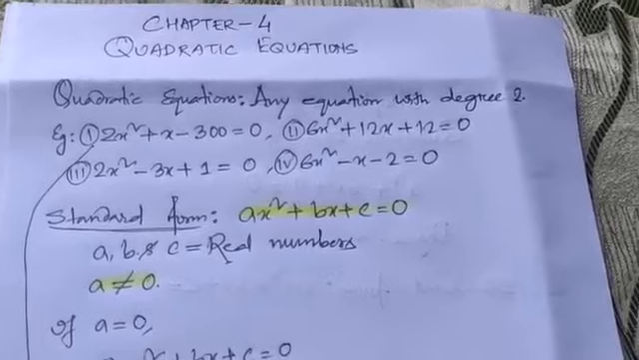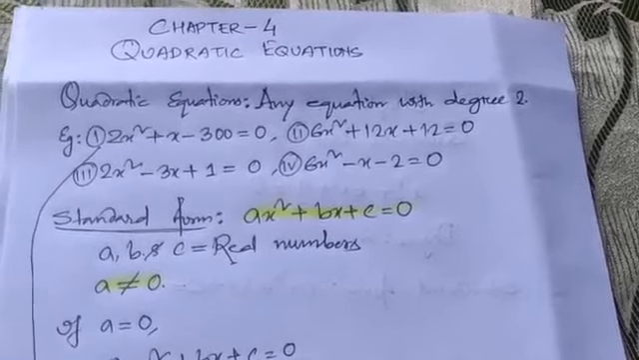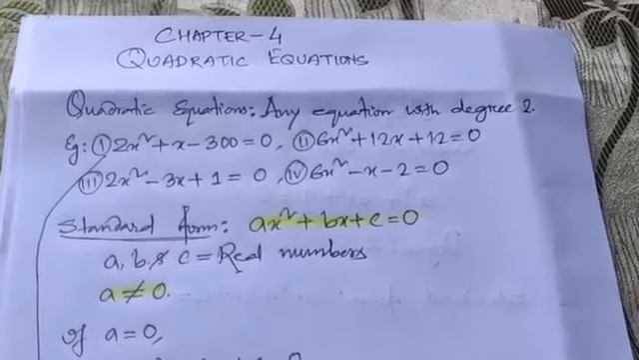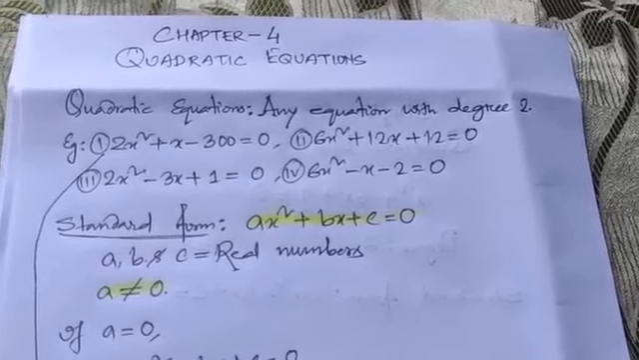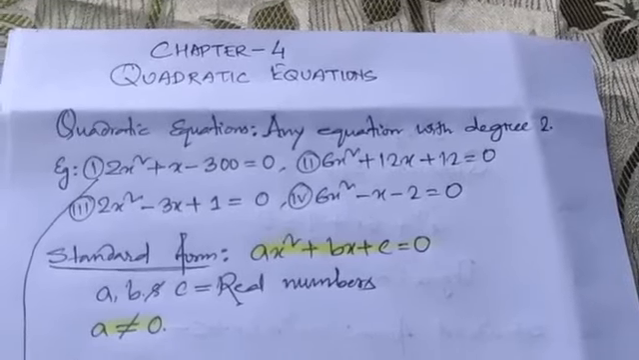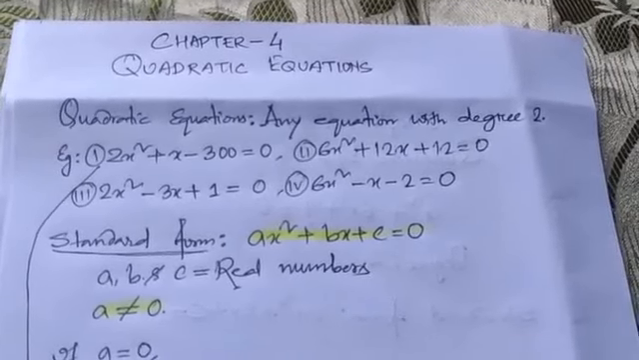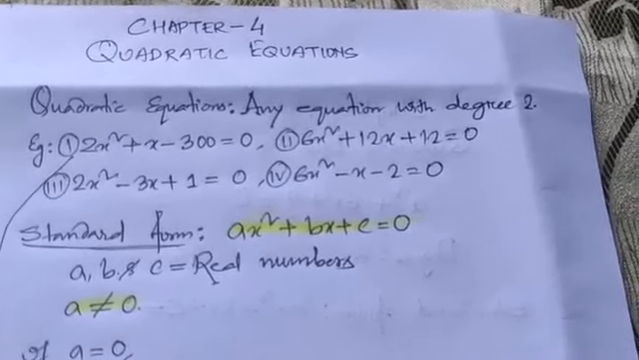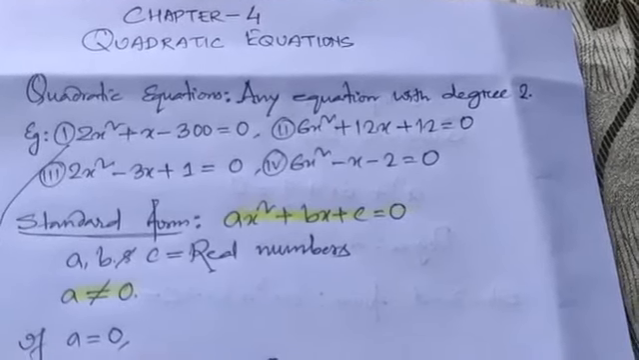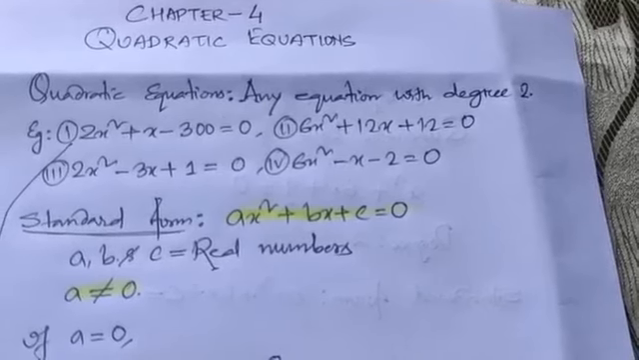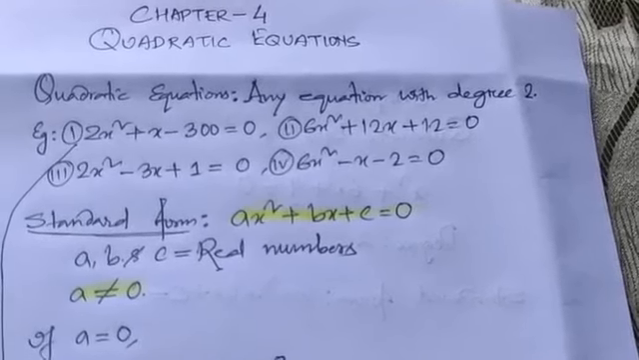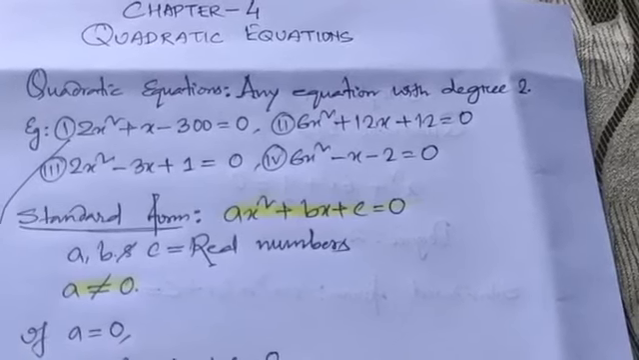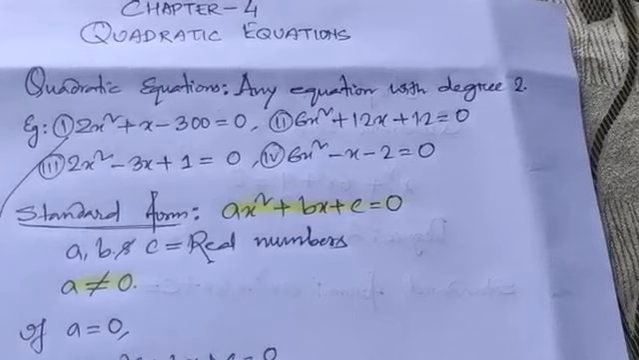And like you have already learned in chapter 3, whenever we write any equation, it always comes with a standard form. In a quadratic equation, our standard form is ax squared plus bx plus c equal to 0. And this form comes with some conditions. This condition is that a, b and c will be real numbers.